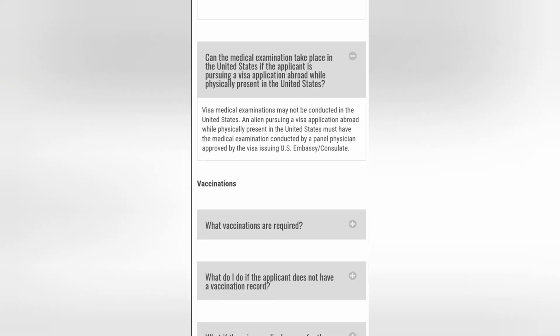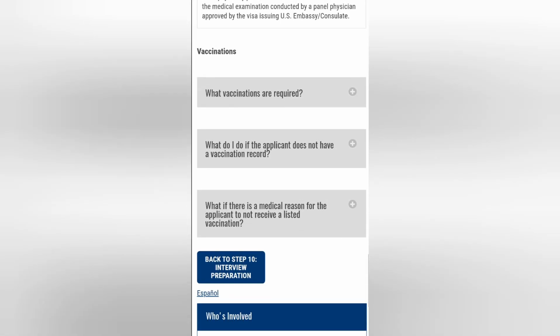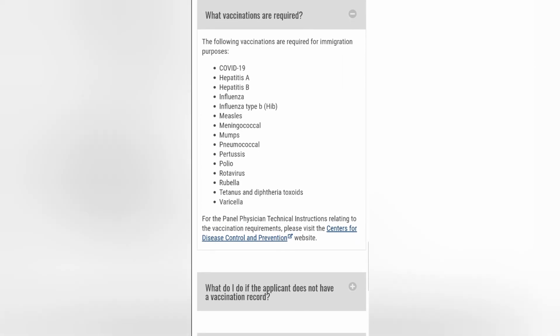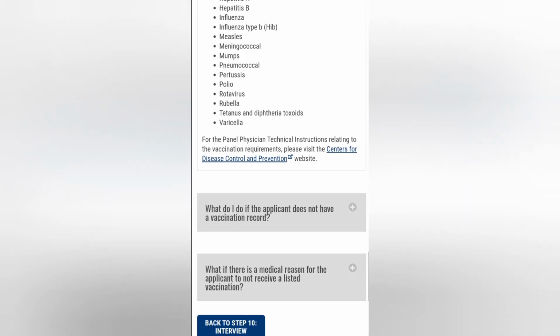An alien pursuing a visa application abroad while physically present in the United States must have a medical examination conducted by a panel physician approved by the U.S. visa issuing embassy. Vaccinations. What vaccinations are required? These are the vaccinations required, right here. COVID and all that.